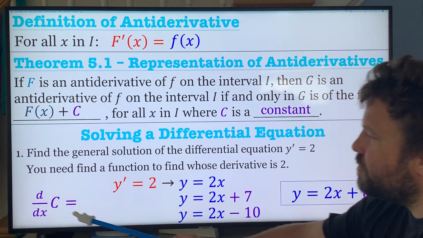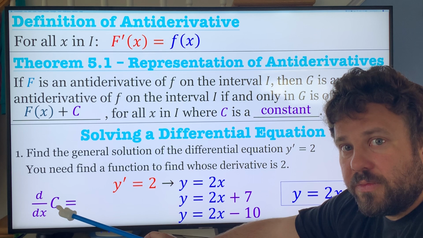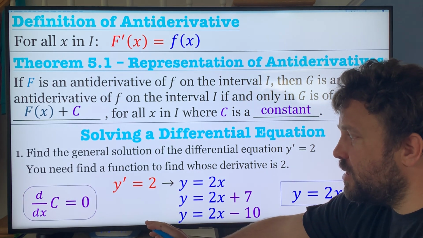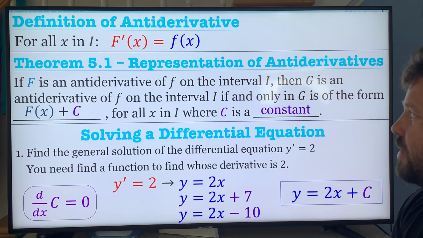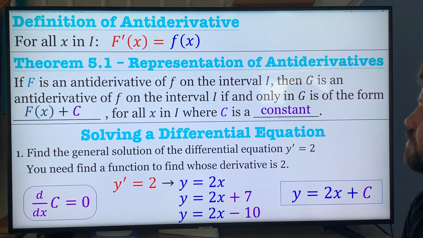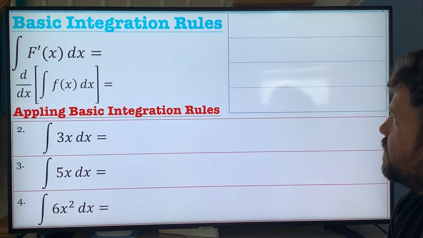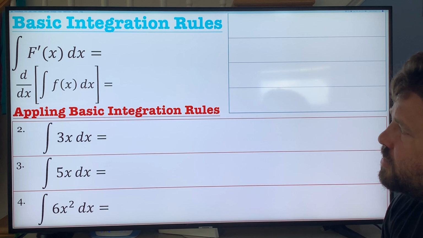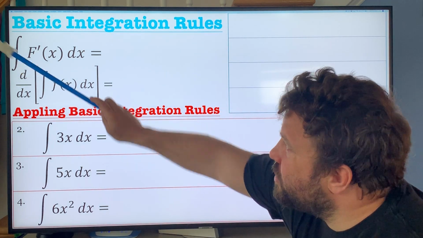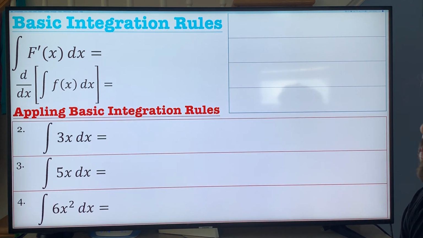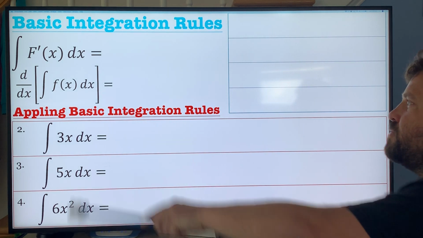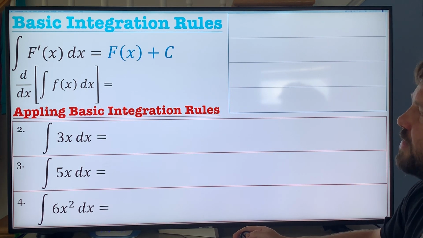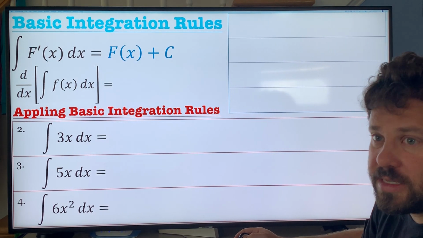All right, so the derivative of c, think back to our rules, is 0. And that's the whole reason why this all works. Got it? Awesome. All right, let's move on to the next. Basic integration rules. This symbol right here means integral or antiderivative, okay? So when you take the integral of something that was derived, it gives you f of x plus c.